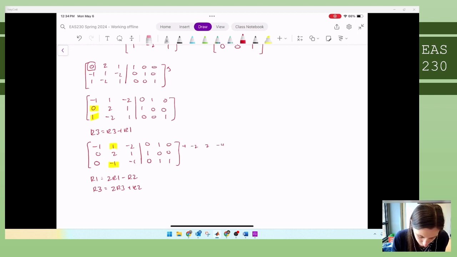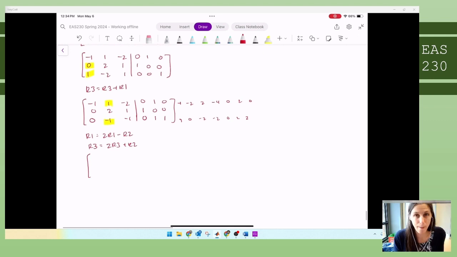-2, -4, 0, 0. And this one, 0, -2, -2, 0, 2, 2. So now when I add them, I can see them on the side. Or I can subtract them. So row 1 becomes -2 minus 0, which is -2. 2 minus 2, which is 0. -4 minus 1, which is -5. 0 minus 1, which is -1. 2 minus 0, which is 2. 0 minus 0, which is 0.